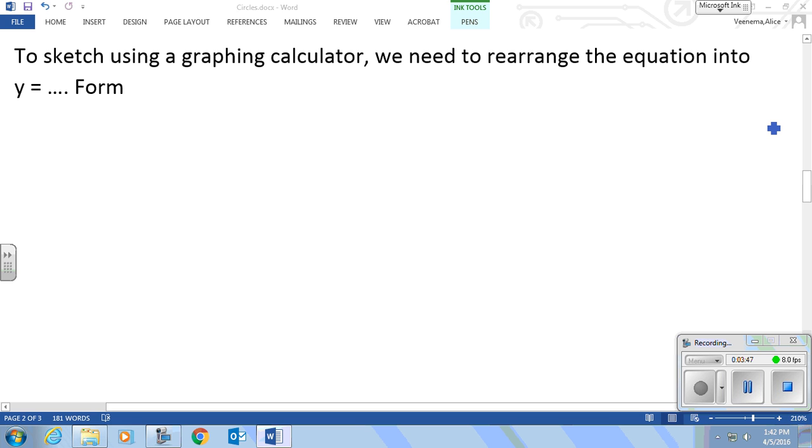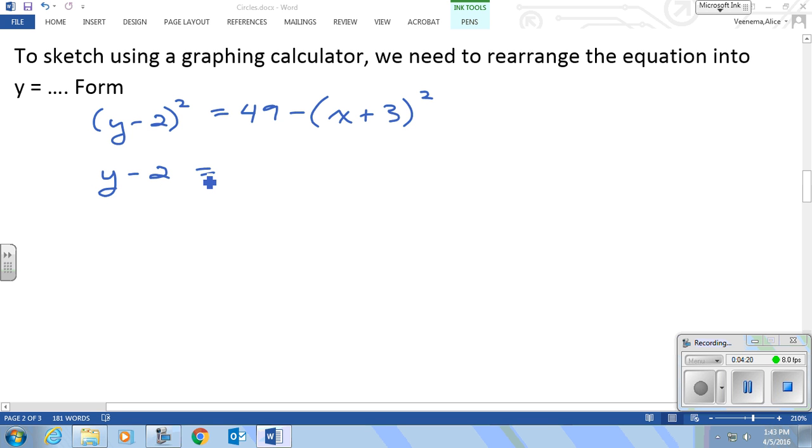If you wanted to use a graphing calculator, we'd have to rearrange the equation first into y equals form, because the calculator wants you to fill in the y equals stuff. So let's take a look at that equation. If we rearrange it so that we just have the y part to the left, we'll have 49 minus (x plus 3) squared. And so we'll take the square root of both sides. So we'll get y minus 2 equals, remember when we take the square root of something, we have to take care of the positive and the negative root. So we have plus or minus the root of 49 minus (x plus 3) squared.